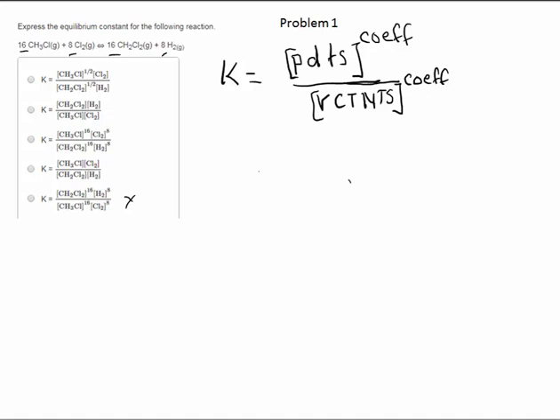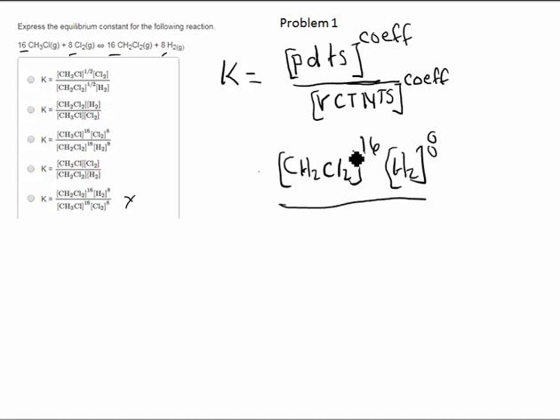So in this case, this one is going to end up being, in this case, the products. So in this case, that's CH2Cl2, and it is literally raised to the 16th. And then you're going to have H2, and that's raised to the 8th. And then you'll have the reactants on the bottom, and that turns out to be this one when you go through that.